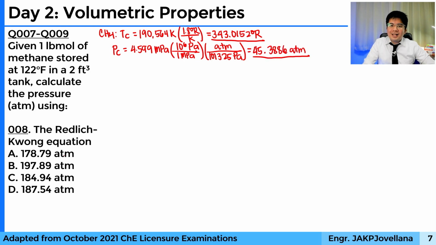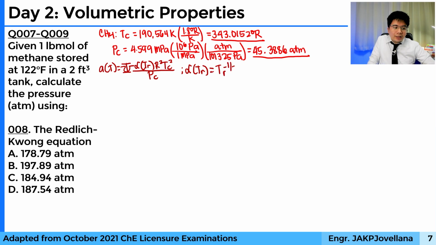Next, let us calculate the parameters A and B for the cubic equation of state. We are given A of T, function of temperature. A of T is equal to psi alpha, function of reduced temperature, R squared Tc squared over Pc. And for the Redlich-Kwong equation, we can find alpha of reduced temperature equal to reduced temperature raised to negative 1/2. Recall that reduced temperature is equal to temperature over critical temperature.